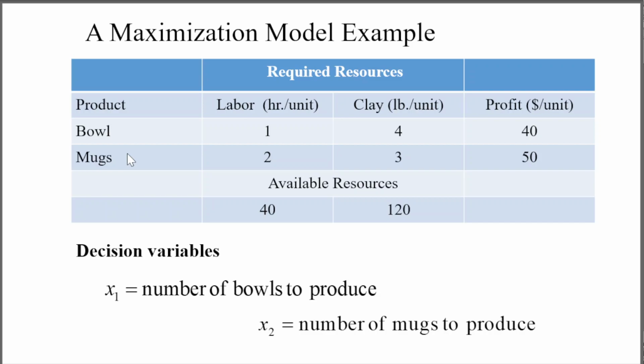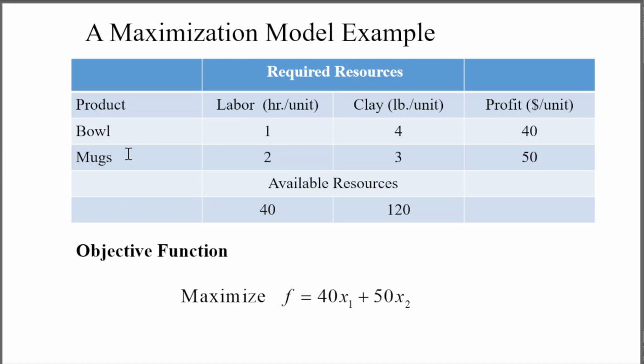So from this table, we can easily develop the linear programming model. As I mentioned before, we have 4 components of linear programming model. We started with the decision variables. So there are 2 decision variables: number of bowls to be produced, number of mugs to be produced. So this is an objective function, as we want to maximize the total profit for producing both bowls and mugs, and we want to find a product mix of both bowls and mugs that would maximize the profit. So 40x1 plus 50x2 is the objective function.